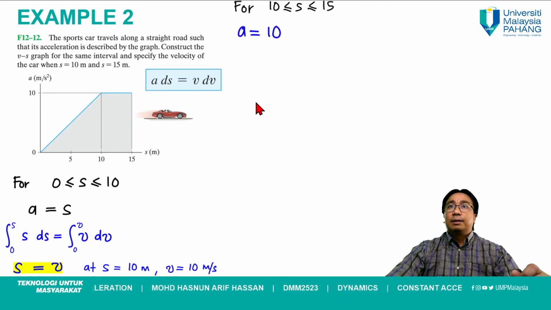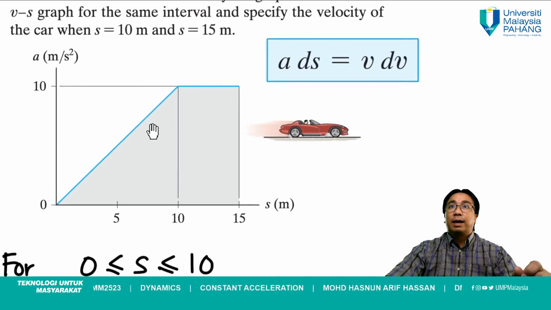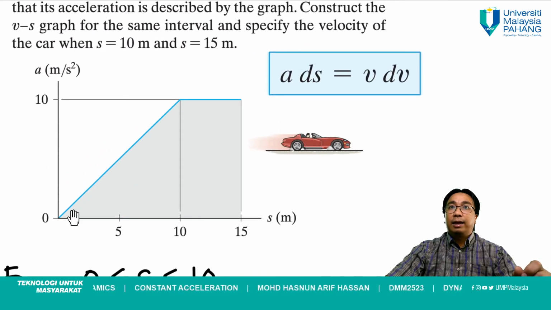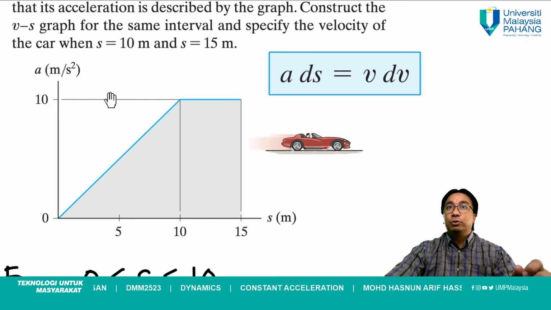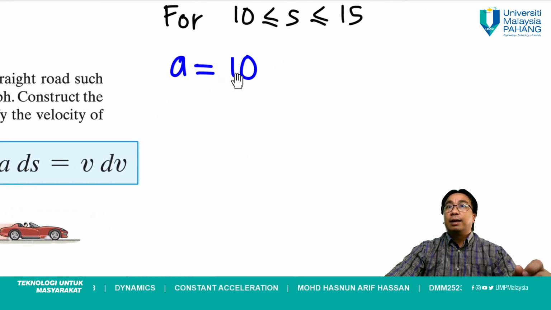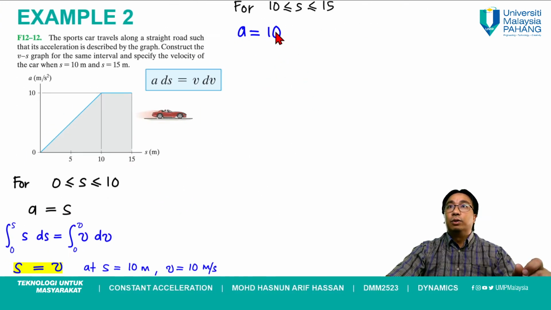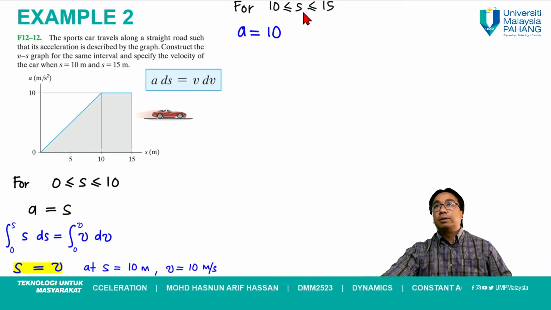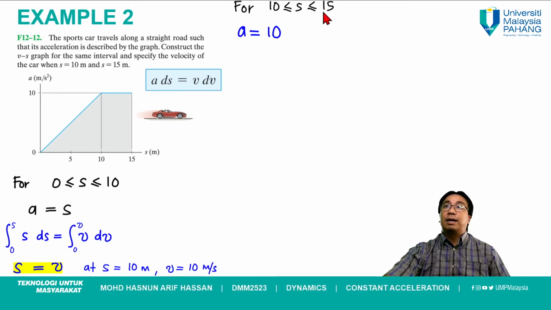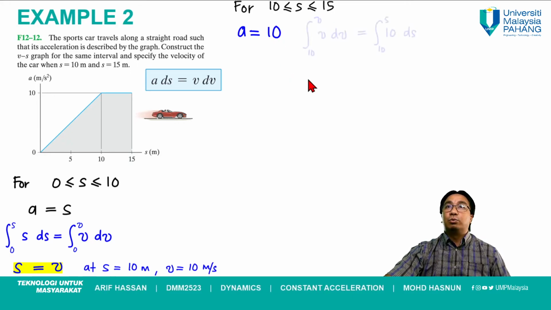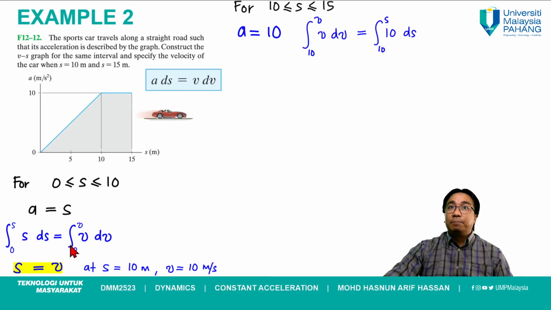Okay, daripada graph ni, from the observation, you will know that A is equal to 10 pada keadaan ini. Nampak tak? Tadi kita kata A is equal to S kan? Dia sama sahaja. S5, A5. S10, A10. Pada fasa yang kedua ni, A dia constant pada value 10. So that's why we write A is equal to 10 pada fasa yang kedua. Okay, pada fasa yang kedua, from 10 meter, S is equal to 10 meter until 15 meter, A is equal to 10.